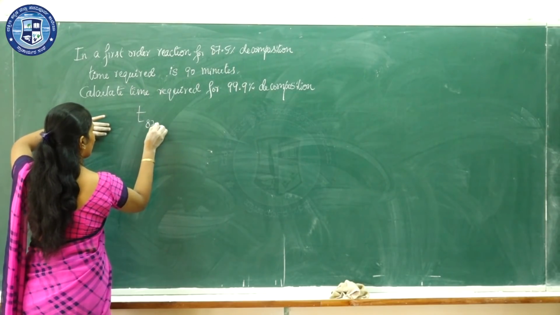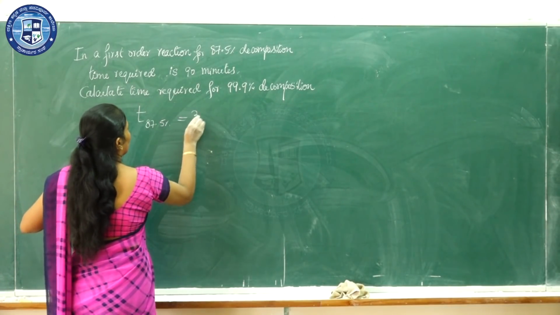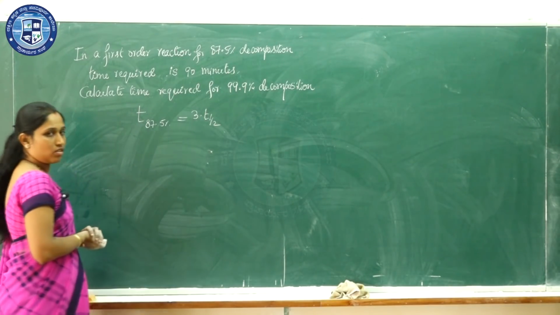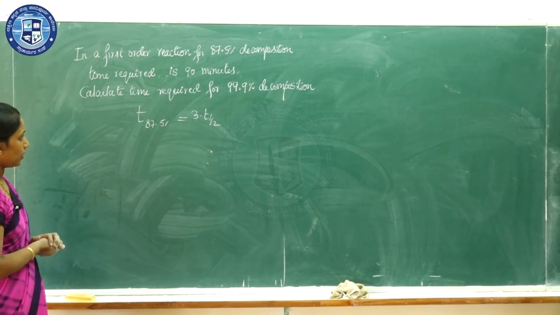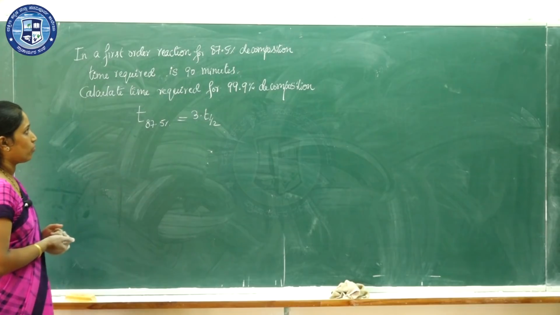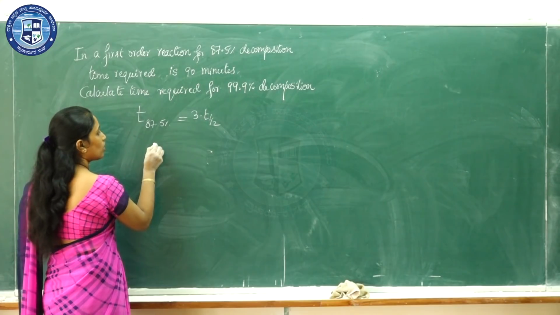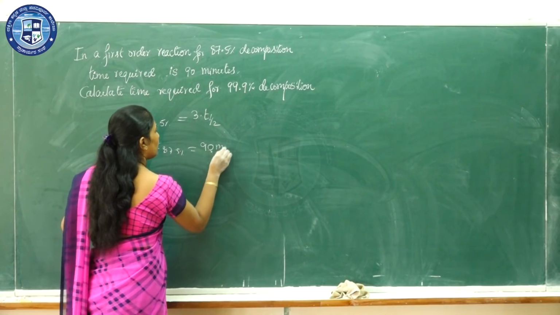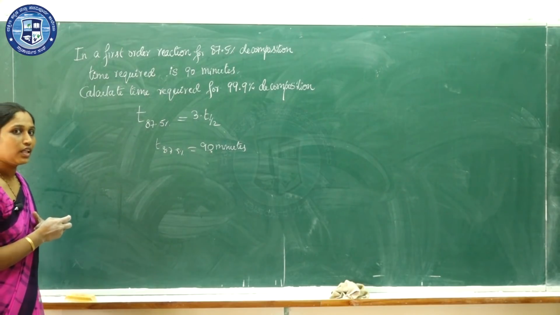T 87.5% is equal to 3 T half. Okay, this we have already found. Now what you can do is, they have given you the time required for 87.5% decomposition, that is given as 90 minutes. So T 87.5% is given as 90 minutes. From this you can find what is T half.